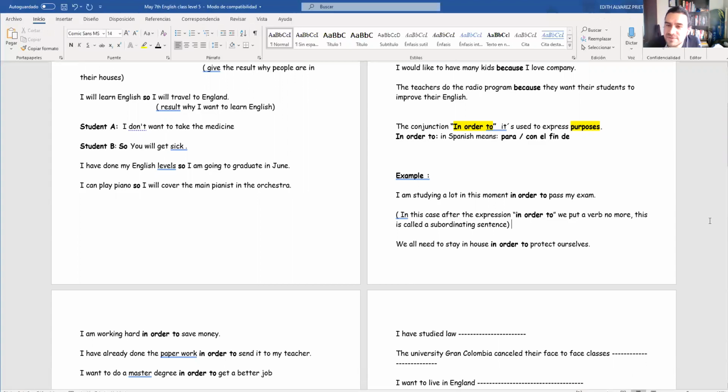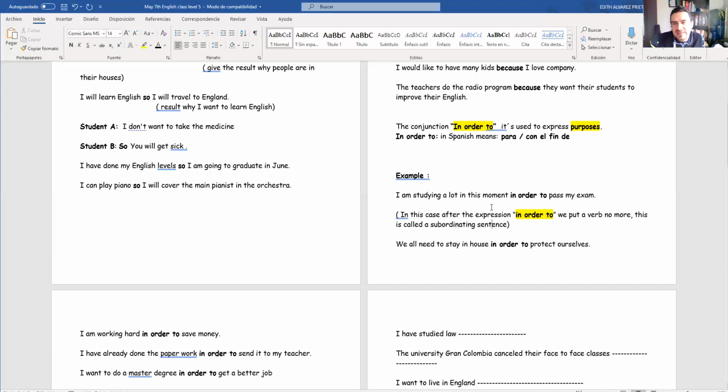In this case, after the expression in order to, after we put a verb, no more. This is called a subordinating sentence. ¿Listo? Entonces, después de la oración principal, utilizo in order to, pero luego de poner in order to, no coloco otra oración, sino coloco un verbo, ¿listo? Y un complemento. ¿Por qué? Eso se llama subordinating sentence, una oración subordinada.